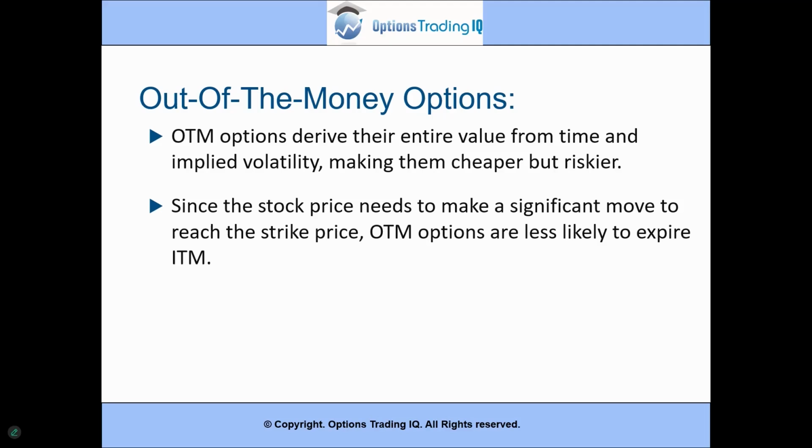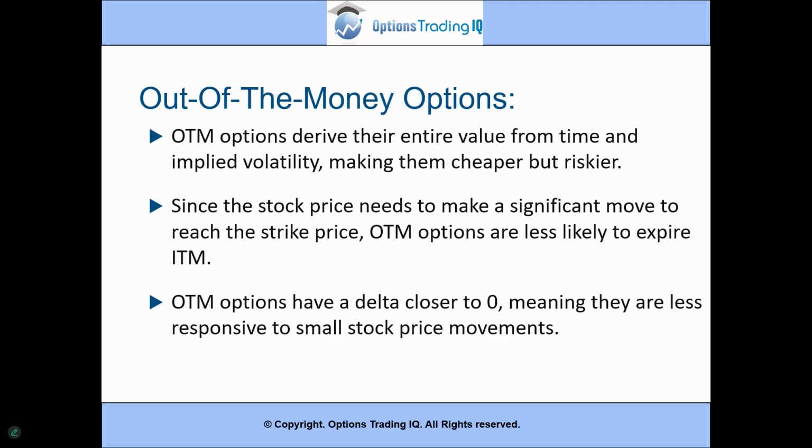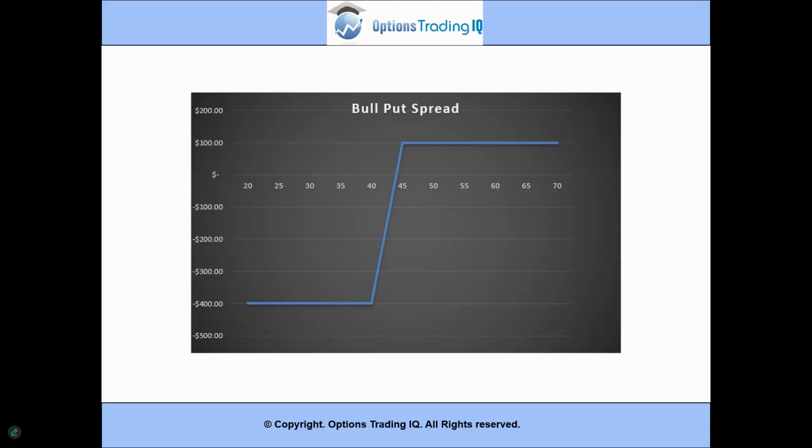Since the stock price needs to make a significant move to reach the strike price, out of the money options are less likely to expire in the money. Out of the money options have a delta closer to 0, meaning they are less responsive to small stock price movements. Now here we've got a payoff graph for a typical bull put spread with the short strike at 45.